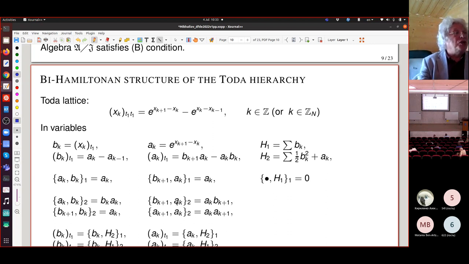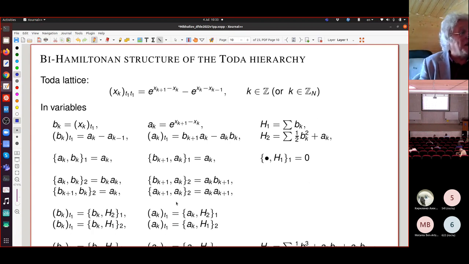As examples, I chose three examples, but I don't know how much I can do today. One example is very famous. It's called the Toda lattice. The Toda lattice can be infinite. It's a sequence of equations. In the classical case, x_k, where k is either any integer or maybe periodic, so we have only a finite number of values periodically. That is the so-called Toda lattice. The integrability of the Toda lattice was discovered by Manakov and Flaschka, I think in 73-74.